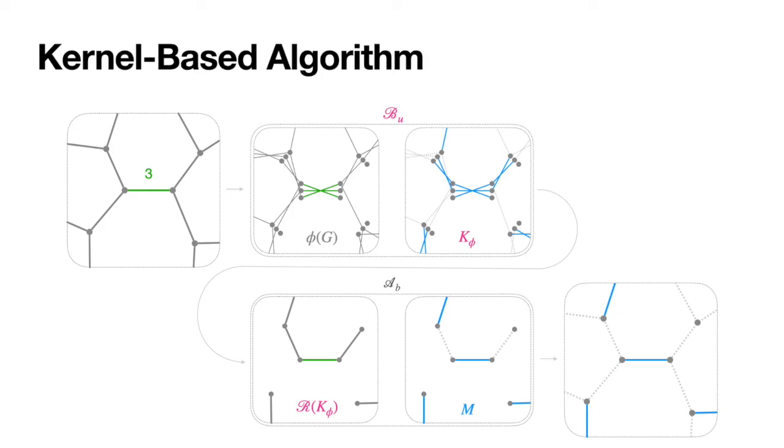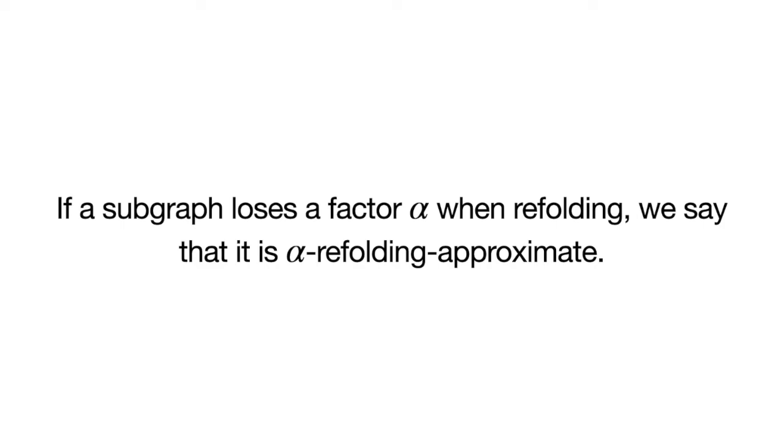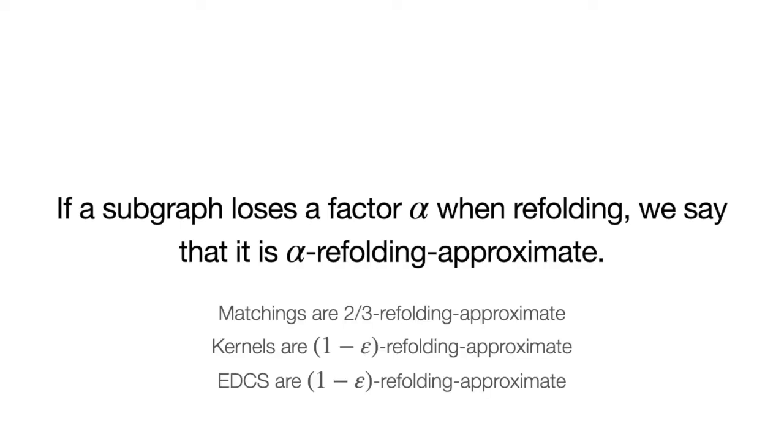Okay, this motivates the following definition. If a subgraph loses a factor alpha when refolding, we say that it's alpha refolding approximate. We've already claimed that kernels are 1 - epsilon refolding approximate. Matchings can be shown to be 2/3 refolding approximate in non-bipartite graphs, which gives the black box reduction that loses the 2/3 factor. Finally, in our paper we prove another structure, the EDCS, is 1 - epsilon refolding approximate. This is the subgraph used by the 2/3 approximate m^(1/4) update time algorithm, and proving the EDCS is 1 - epsilon refolding approximate is how we match the bounds of that algorithm.